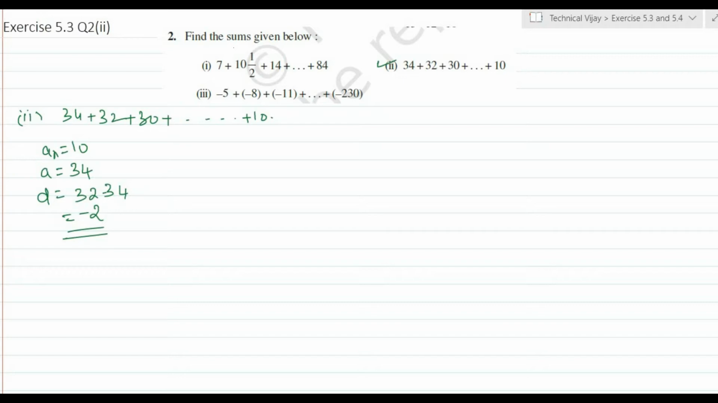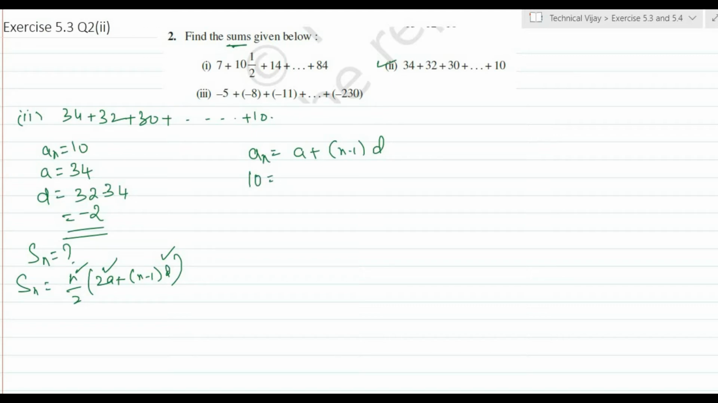So now we have to calculate the sum, that is Sn. To calculate Sn, the Sn formula is n by 2 into 2a plus n minus 1 into d. For this we know a, we know d, but we don't know n. N value we don't know. So for that we have to calculate the n value first, by using the formula an is equal to a plus n minus 1 into d. An is equal to 10. So 10 is equal to a means 34 plus n minus 1 into d, into minus 2.